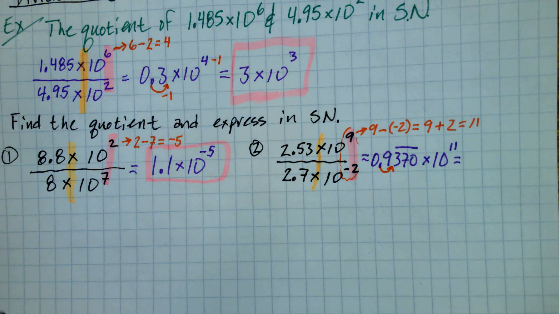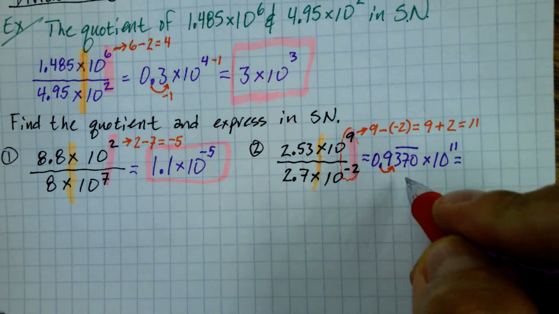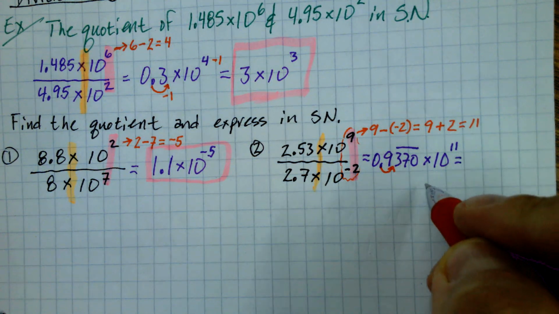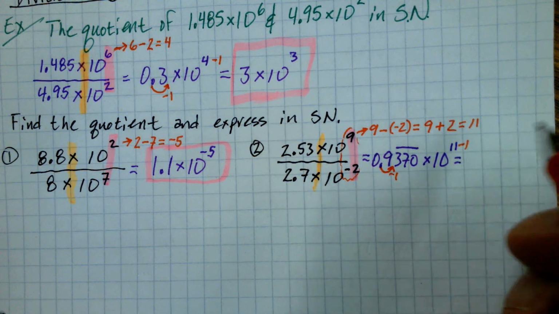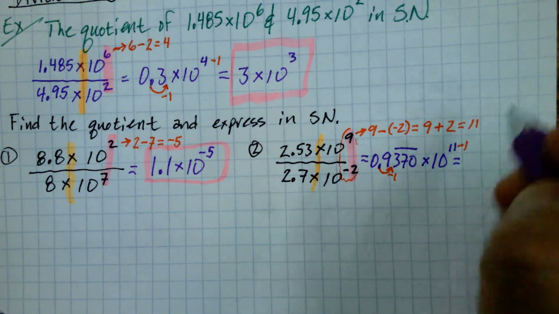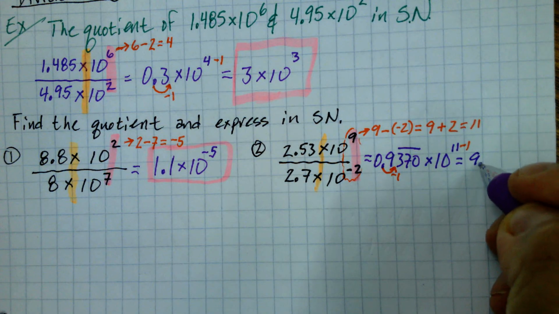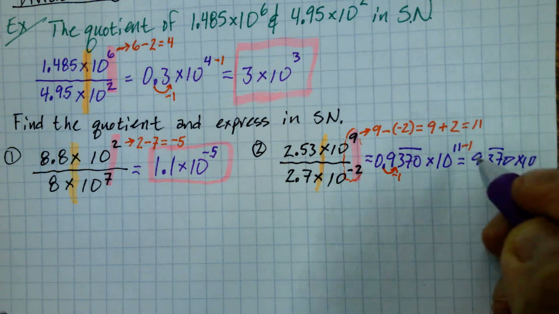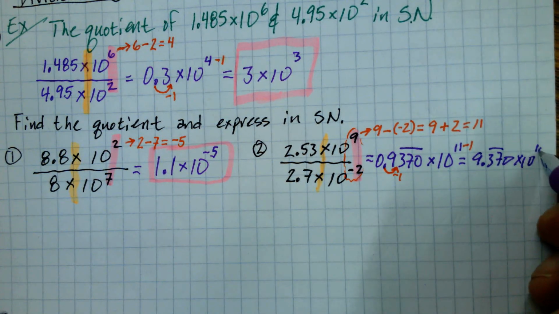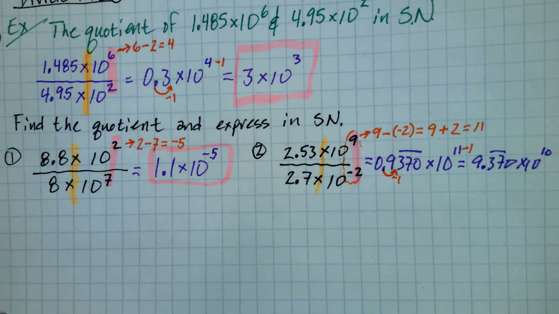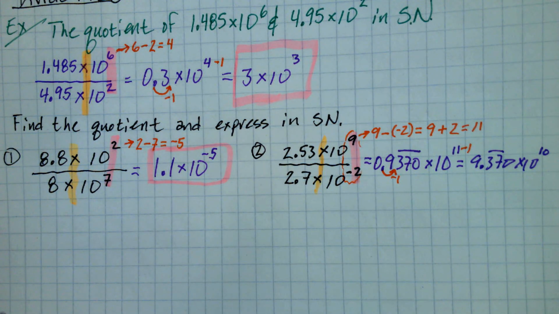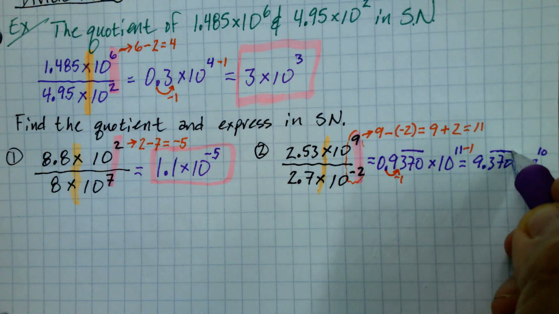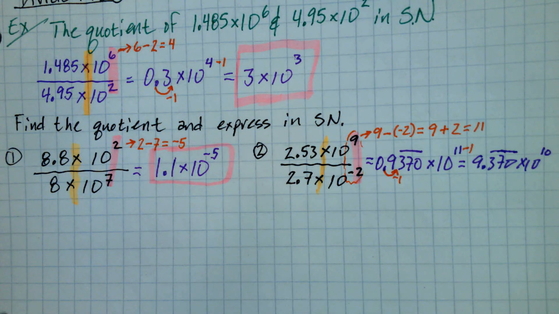So let's write down the final answer. If I move it once to the right, what do I have to do to the exponent? -1. Okay, so that's going to be 9.370 repeat times 10 to the 11 minus 1, so that's 10th power. Just barely fit it in there. So 9.370 repeat. The 0 repeats too, I just didn't write it. Times 10 to the 10th. Okay?